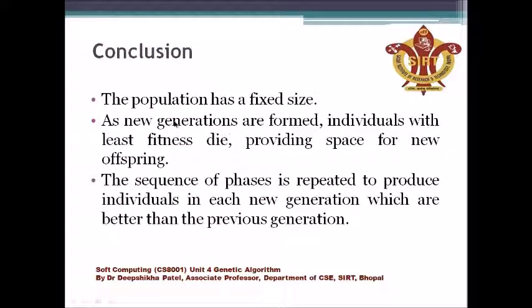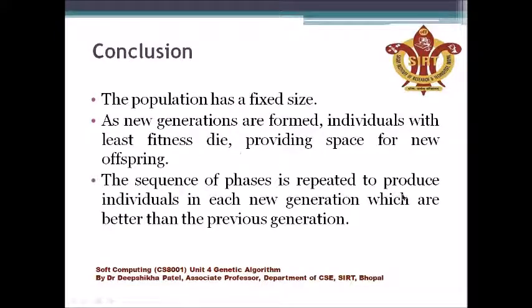As new generations are formed, individuals with the least fitness die and provide space for new offspring. All the individuals having a low fitness score have to leave the population space and make room for new offspring. So the survival of the fittest law is working. Who will survive? The individual with the highest fitness score will survive.